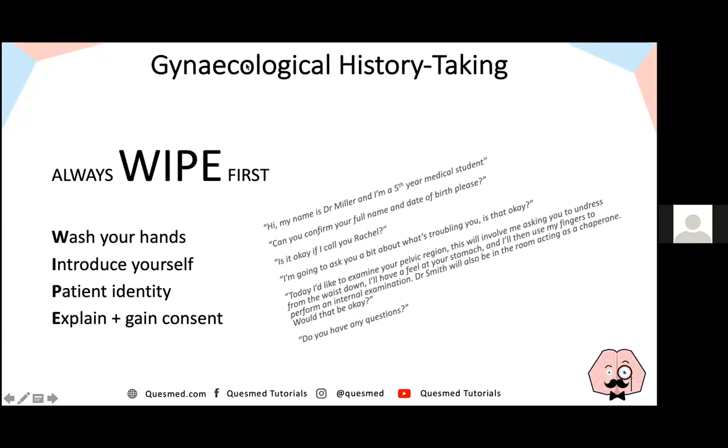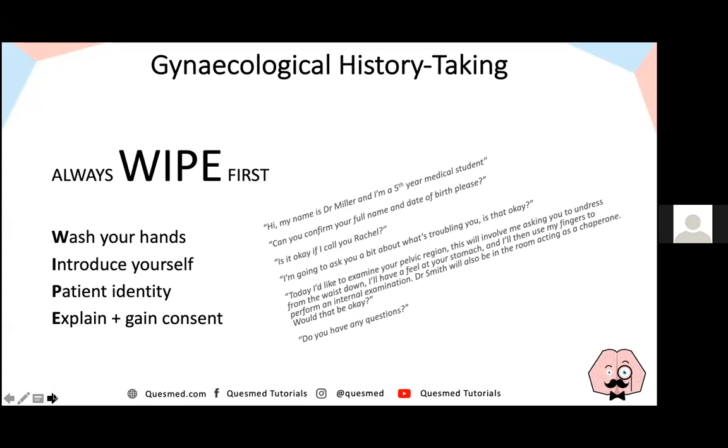You want to confirm the patient's identity. Classically, that's with their full name and their date of birth. And you want to explain what's going to happen and gain consent. So for history taking scenarios, this might be as simple as, I'm going to ask you a few questions about why you're here. For examination stations, obviously these require a little bit more explanation about how things are going to proceed.